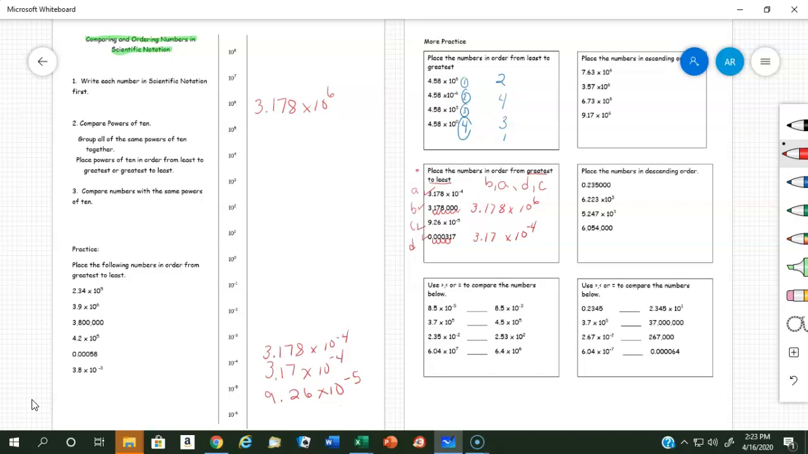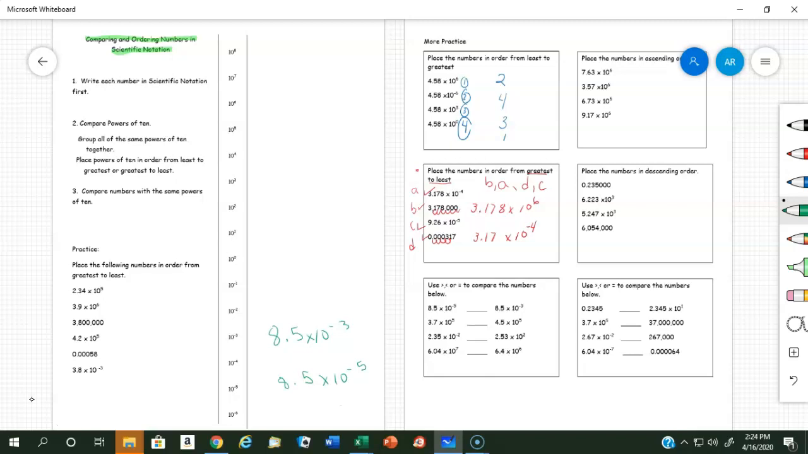All right, so let's do one more example of how to do this. So let me go ahead and erase what I have here. And now let's do this one in green. So this is a little bit different. It says use greater than, less than, or equal to compare the numbers below. So I'm going to go ahead and write 8.5 times 10 to the negative fifth. So it's right here, 8.5 times 10 to the negative fifth. And then I have 8.5 times 10 to the negative third.